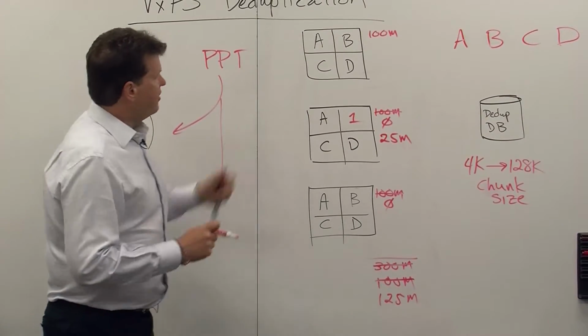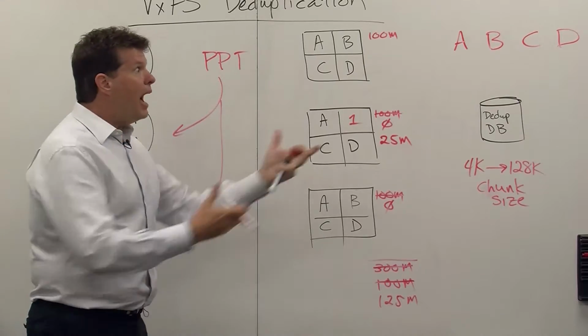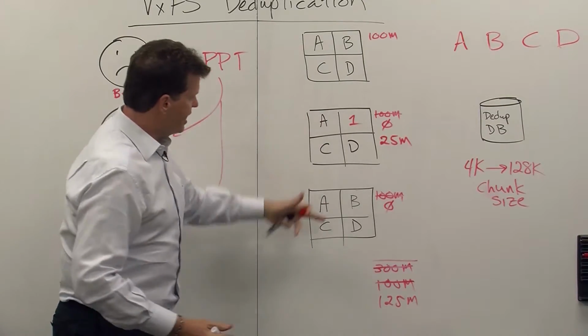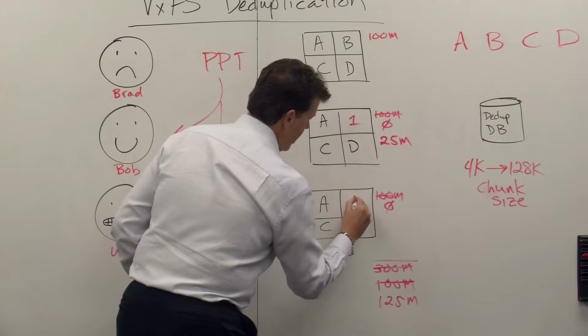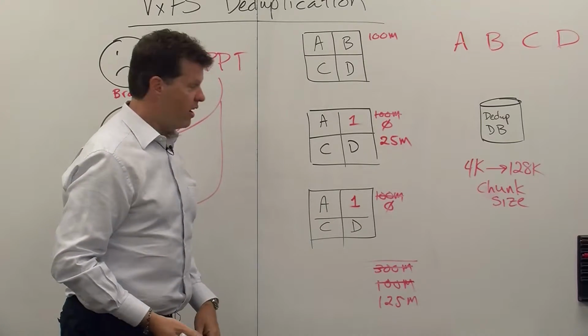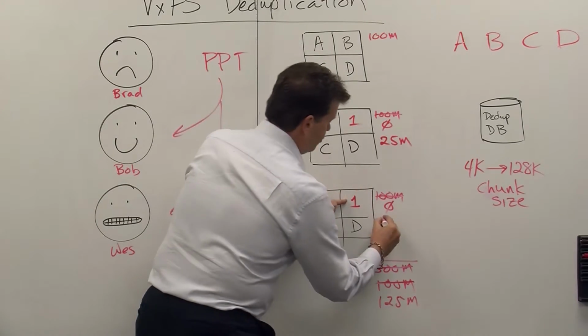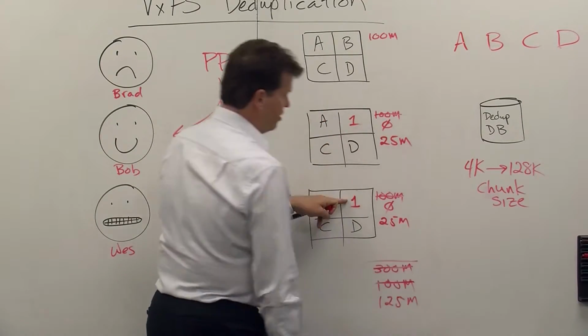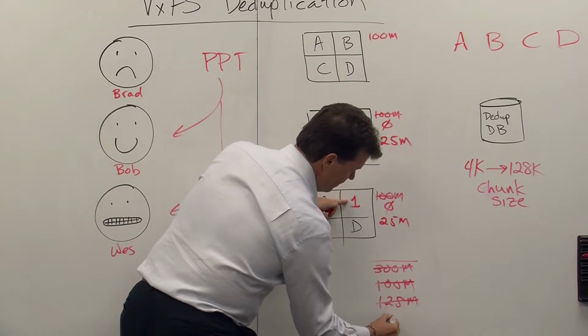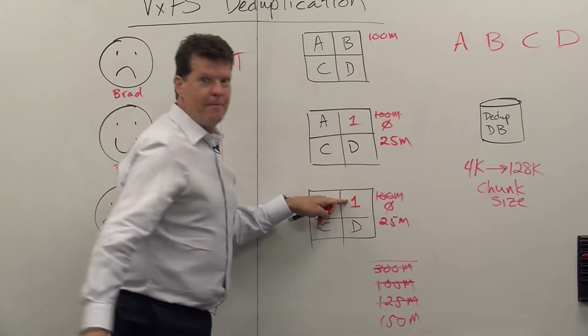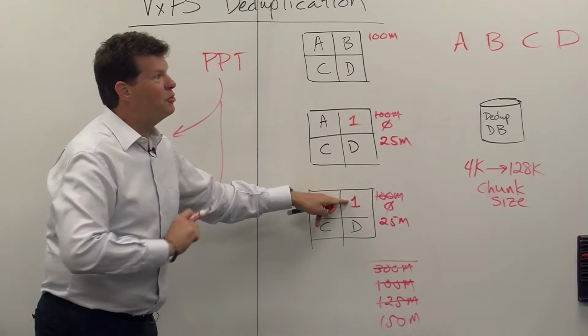So now I look at this and I love what Bob did. I said, Bob, send me your PowerPoint. So Bob sends me his PowerPoint. Now I have it, and I replaced my original one there. So now I have 25 megabytes associated to this. This goes to 150, okay? Because we haven't run the dedupe yet.